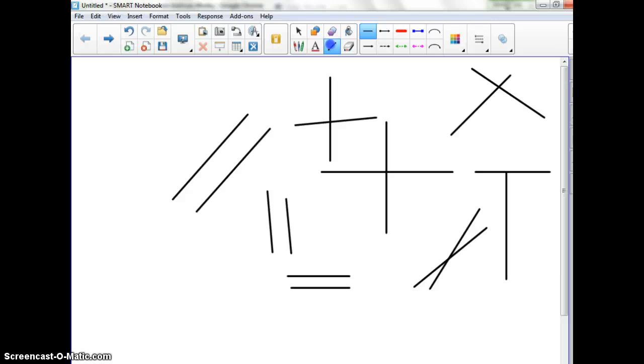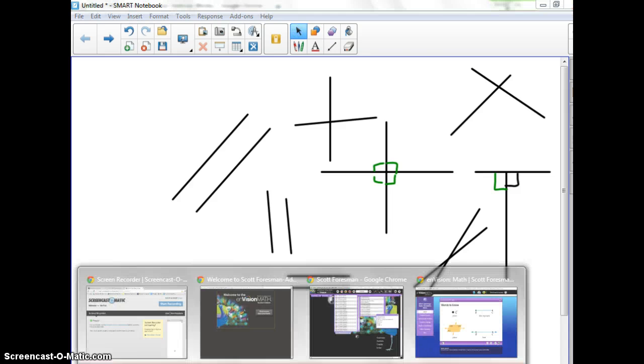Yep. And there is actually a little symbol that's going to help you. If you see a little square like this anywhere in the corner, it means that it made a perfect L. It means that it's perpendicular. There would be 4 of them right here. All 4 of these would be perfect L's, but none of the rest would be. Okay.